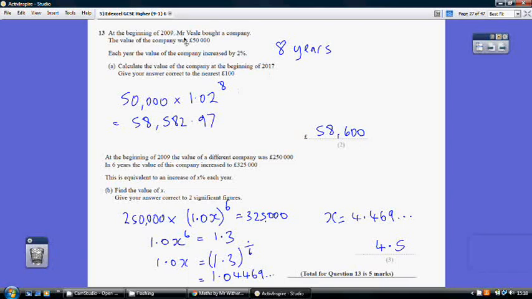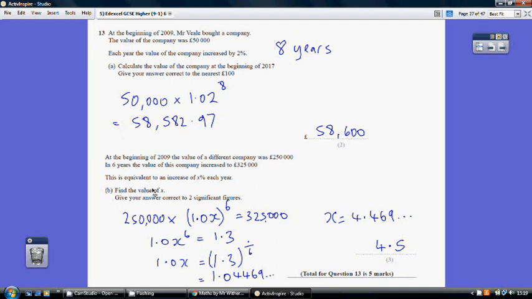So, at the beginning of 2009, Mr Veal bought the company, and we've got to calculate the value of the company at the beginning of 2017. So that's 8 years later. So, using the quick way, the amount invested is 50,000 multiplied by a multiplier. Given that the price increase each year is 2%, the multiplier is going to be 1.02, to the power of 8, being the number of years to which we're applying this multiplier. So pop this into your calculator and you get 58,582.97.